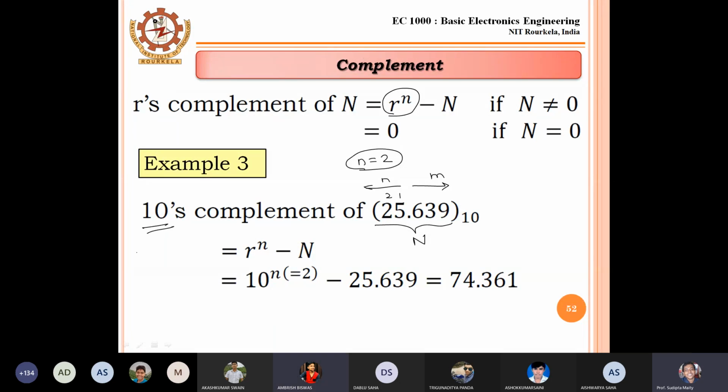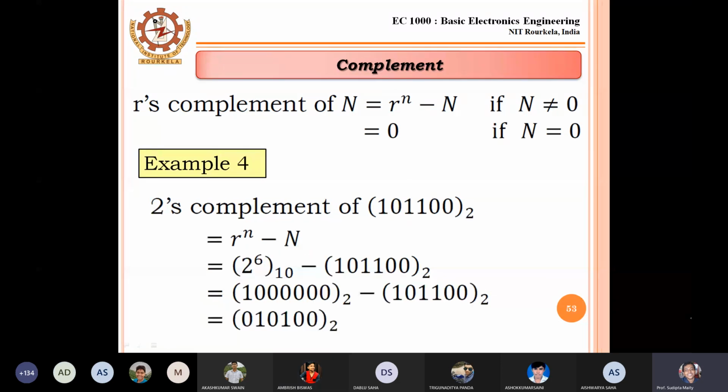So for the tens complement, r equals 10. Small n equals 2, because we obtained 2, and capital N is already given by this data. So you substitute, and you will get the result. Okay? Is it clear? Next move.